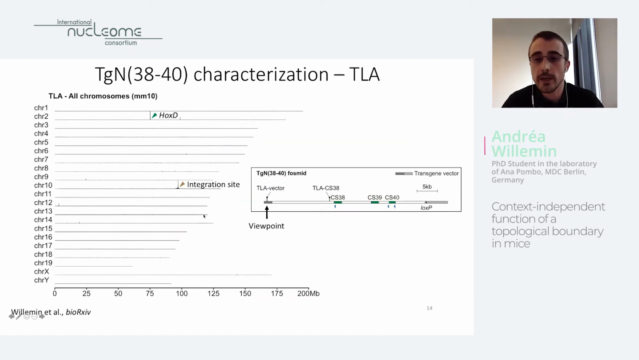So we performed TLA in transgenic samples, and this is how the data look genome-wide. The viewpoint that was used in this case was located in the transgene vector, and this peak that you can appreciate here corresponds to the endogenous region CS3840 at the HoxD locus, since the data were mapped onto the wild-type genome. Now, importantly, only a single other peak was detected elsewhere in the genome, likely reflecting the transgene integration site. So let's have a closer look at this peak.